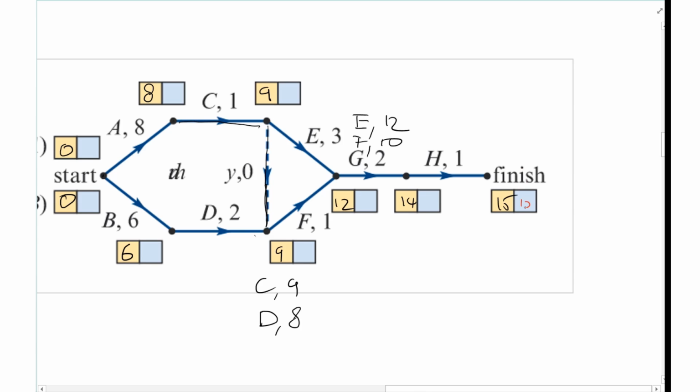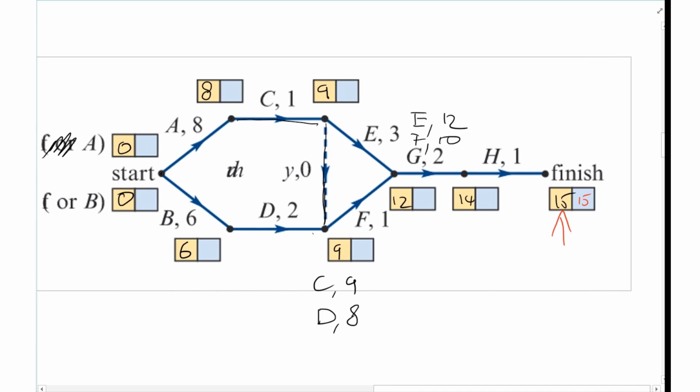I'm going to start here at 15 because that's when it finishes. So the earliest finish time is going to be 15. If you've got a question that says, when's the earliest this project can be completed? 15 is your answer. Okay, so that's the earliest finishing time there. So now we're looking back. I'm going to start at 15.